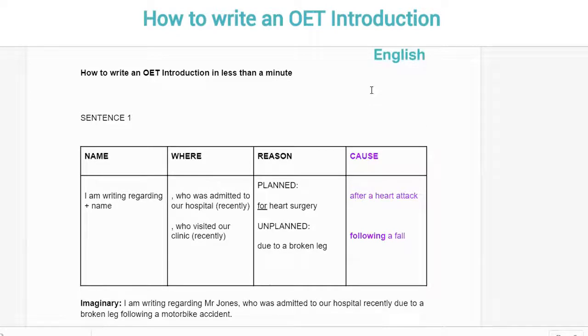I'm writing regarding Mrs. Smith, who visited our clinic for diabetes checkup, following increase in blood sugar level. Good. You need to say for a diabetes checkup. But that was good. Brilliant. Okay. Zainab, do you want to try this?